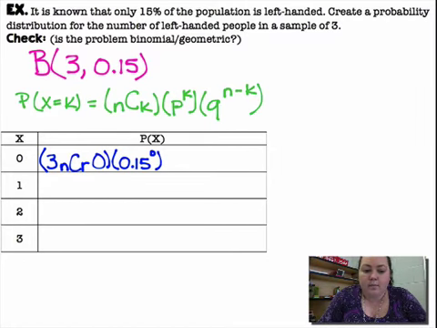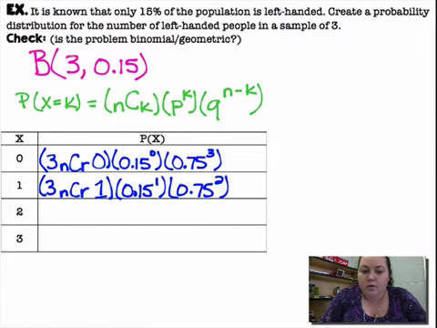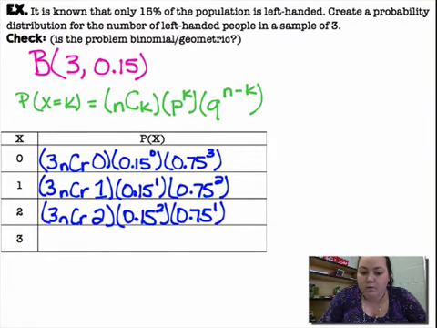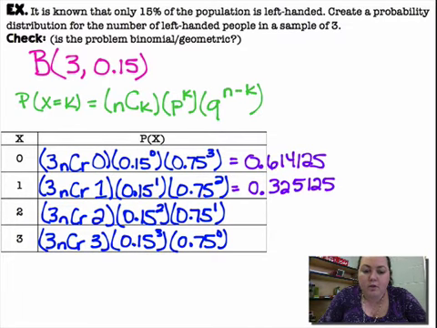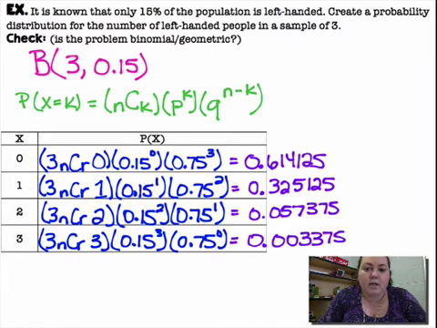Okay, so then my P value is 0.15 to the 0 power. My Q is 1 minus P, which is 0.85 to the N minus K. Well, N is 3. 3 minus 0 is 3. The next one would be 3 combination 1. My probability is 0.15 to the first, and then 0.85 to the 3 minus 1 would give me 2. The next one and the next one. So that's how you would write them out if you were doing them long ways. And then calculate them. Make sure you're using the combinations button in your calculator, which again is under math, probabilities, and it's NCR.